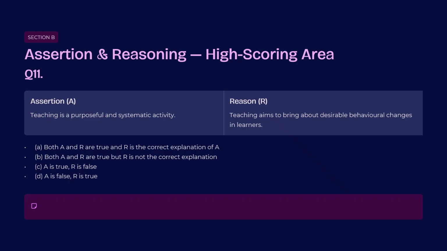So our question number 11 is: Assertion: teaching is a purposeful and systematic activity. And the reason is: teaching aims to bring about desirable behavioral changes in learners. Here, both the statements are true, and the reason correctly explains the assertion. Therefore, option A is the correct answer.